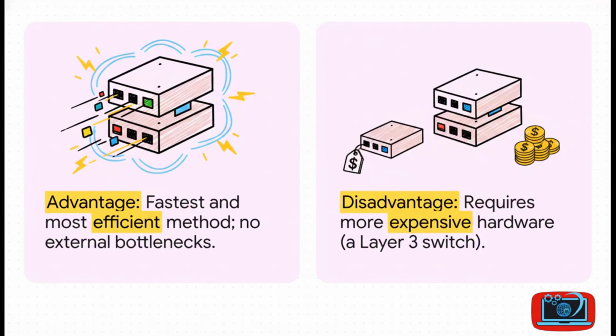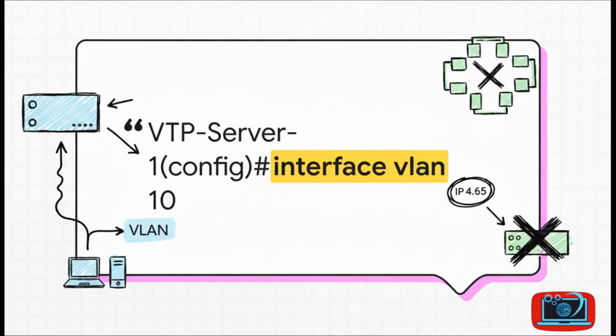The advantage is just pure, raw performance. There is no external link to become a bottleneck. Everything happens at the switch's internal backplane speed. The only real disadvantage? Well, as you might guess, these high-performance combo devices do cost a bit more than your standard Layer 2 switch. The configuration is also beautifully simple. With this command, we create a logical interface, called a Switched Virtual Interface, or SVI, directly on the switch itself. Then, we assign an IP address to it, and just like that, the switch itself becomes the gateway for that VLAN. No external router, no sub-interfaces, just pure, integrated, high-speed routing.